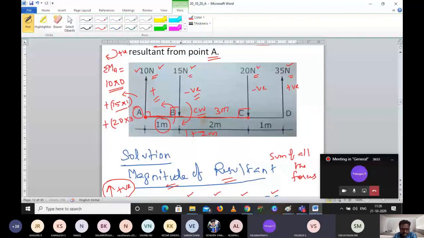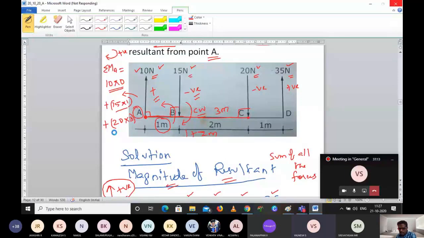Palniappan, is it clear? Yes, sir. Any doubt in this? No, sir. Vignesh? No, sir. Okay, Narendra? Yes, sir. Are we clear? Yes. Aswati? Yes, sir. Is it clear, Aswati, now? Yes, sir, it's clear.